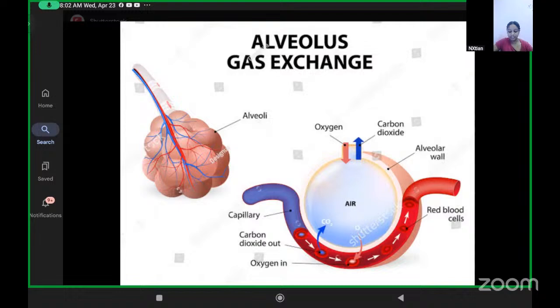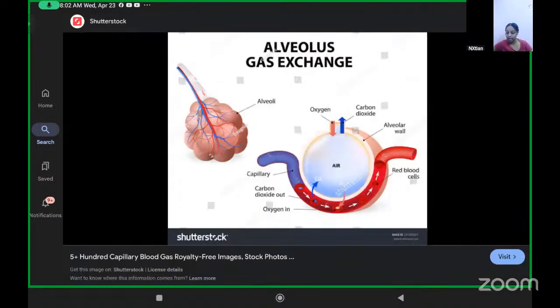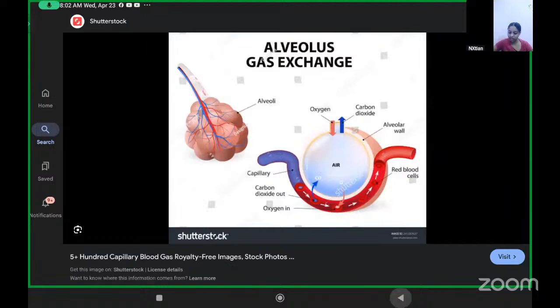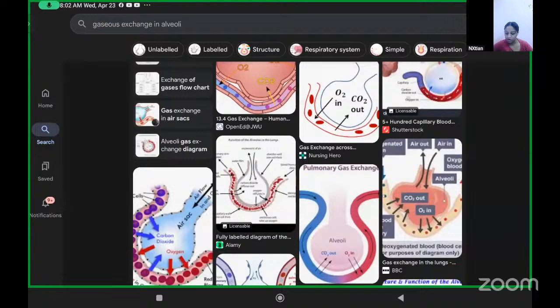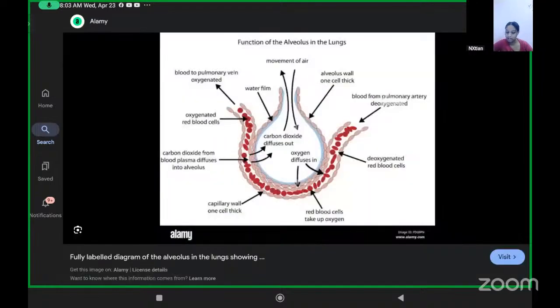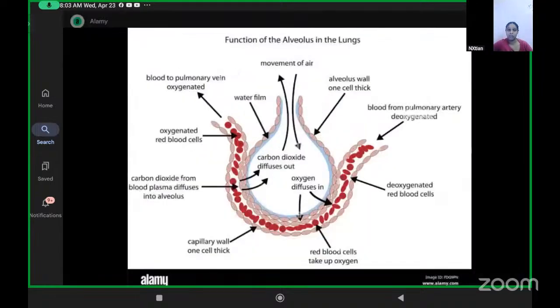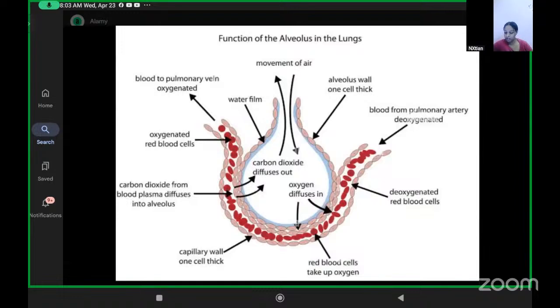So the gaseous exchange diagram is important. This diagram is important about the gaseous exchange. You can prepare this diagram also, or the previous one, whichever. You can see the wall is there. Now, if you do this diagram, then it's going to take us a long time to draw the cells.